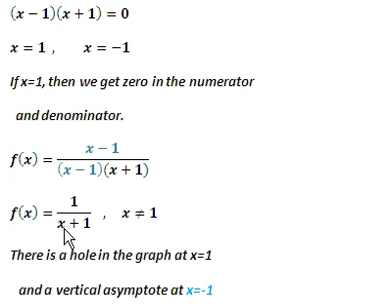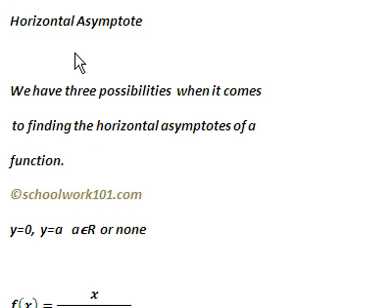Now if I plug -1 into the denominator, we get 0. And 1 over 0 means that we have a vertical asymptote. So there's a hole in the graph at x = 1 and a vertical asymptote at x = -1.